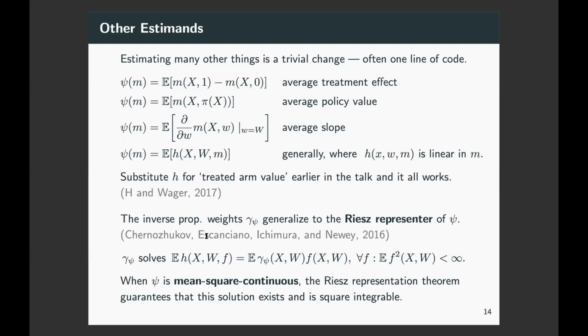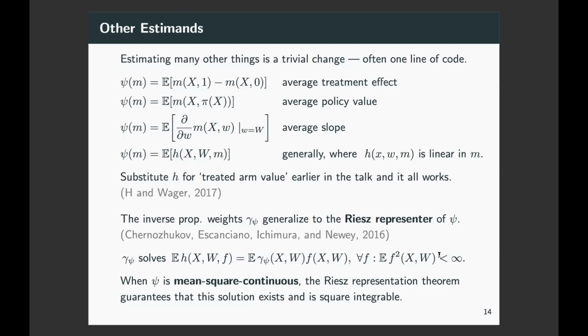And what that means is the inverse propensity weights solve exactly the condition that we've wanted before. The average of H now at a function f is just the weighted average of the natural value of f for all mean square continuous functions. So this is kind of the analog of the condition that defines the inverse propensity weights.